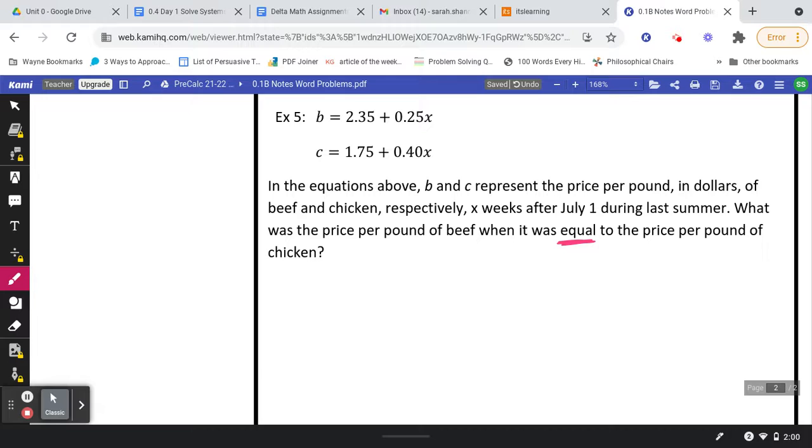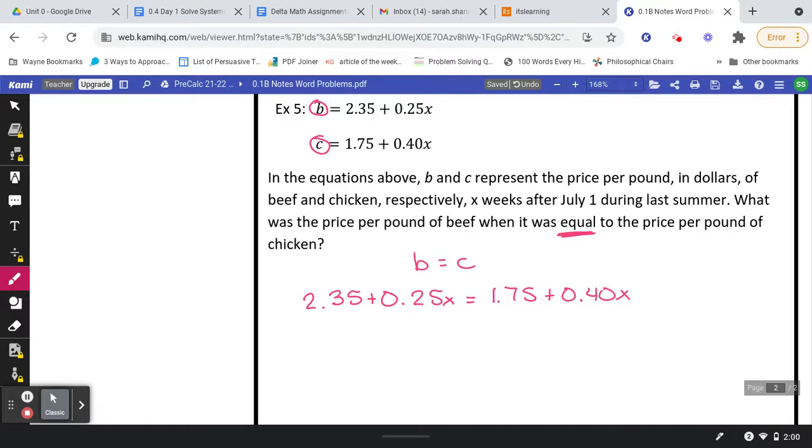So one way to do this is we could set our two equations for beef and chicken equal to each other, right? We want to know when beef equals chicken. So we would take our beef equation and set it equal to our chicken equation. We have to be careful with this method, however, because when we solve this, we get an answer for X, and X is weeks. And they don't want weeks, they want the price of beef.